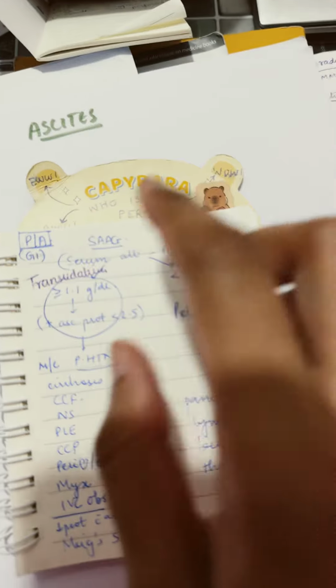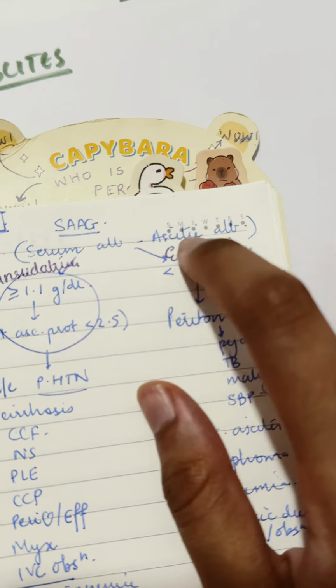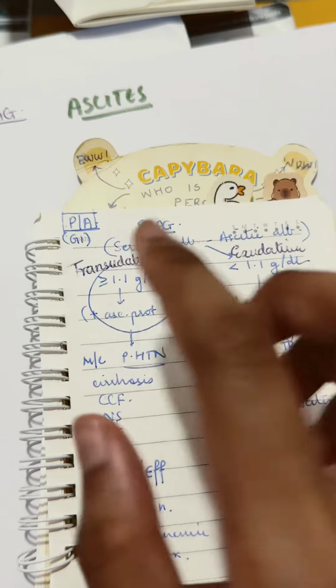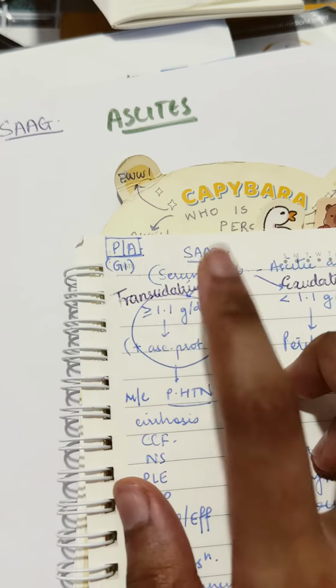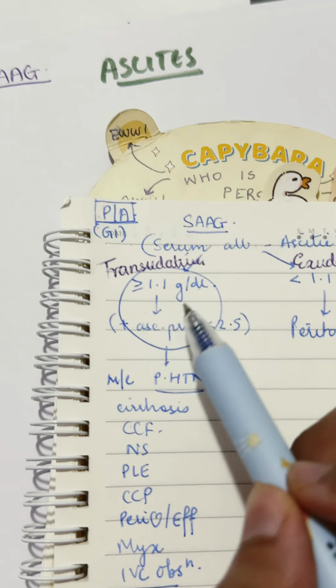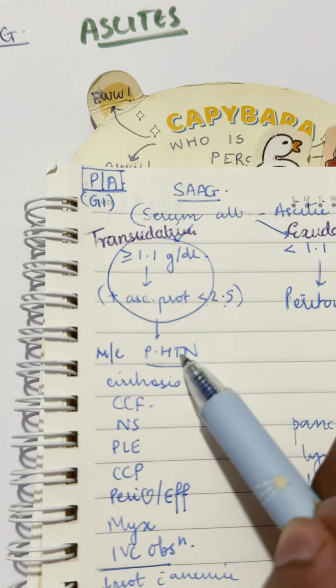In a patient with ascites, if you subtract the albumin in the ascitic fluid tap from the albumin in the serum of the patient, you will get something known as the serum albumin ascitic gradient. If you get more than 1.1 grams per deciliter, that mostly indicates a transudative cause of ascites. Most importantly, if you have more than 1.1 grams per deciliter along with ascitic protein measured less than 2.5 grams per deciliter, it will most commonly be portal hypertension.